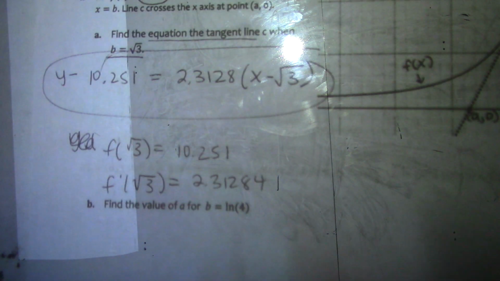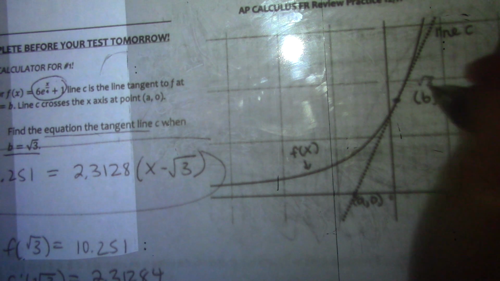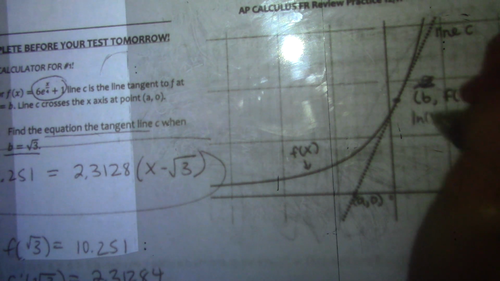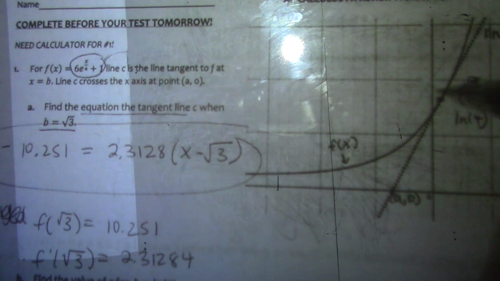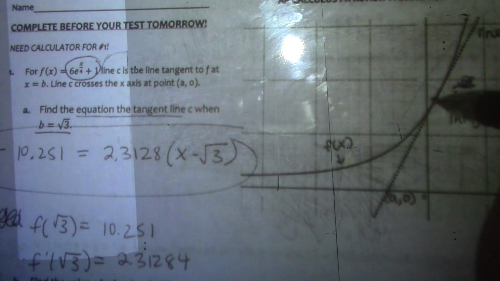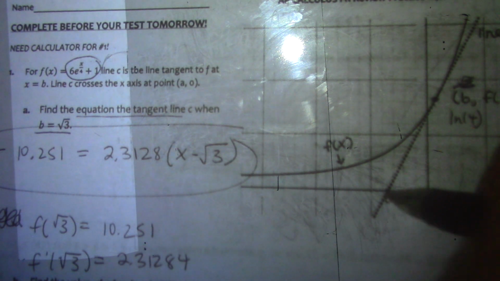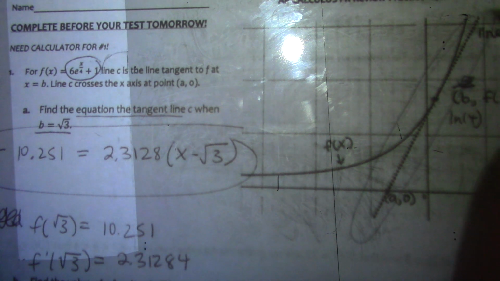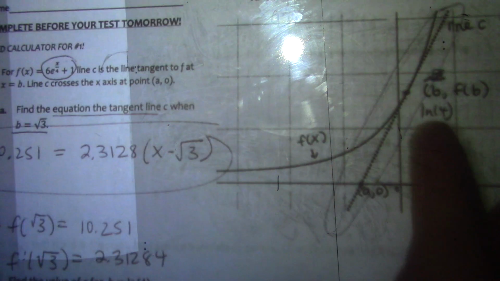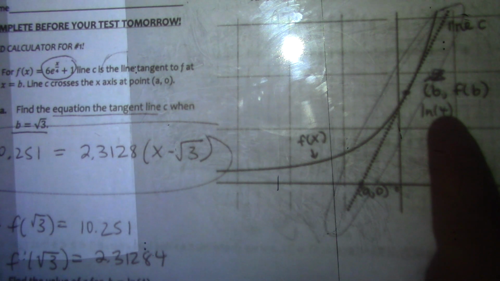Part B is asking you to find the value of A when B equals natural log of 4. So now I am not looking at root 3 anymore, right? Now I'm saying B is natural log of 4. So if this is my B value, I want to find what A is. So first of all, in order to find a point later on the line, let's just find the equation of this line. So it's still finding the tangent line, but now I'm looking when x is natural log of 4.